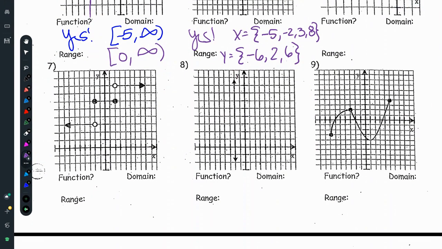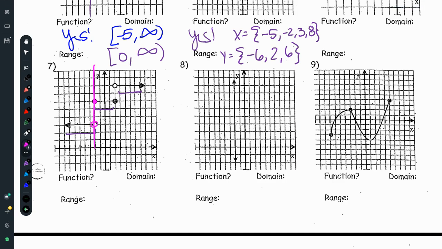I want to look at number 7. Number 7's interesting because we have lots of little pieces. So when we have lots of little pieces to put together, we use a union symbol. So the first thing we have to check is, does this represent a function? Well, we've never seen anything that looks like this before. If I draw a vertical line, it goes through a filled-in circle and an open circle.